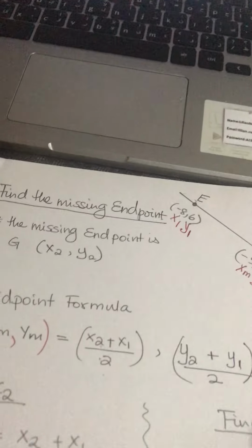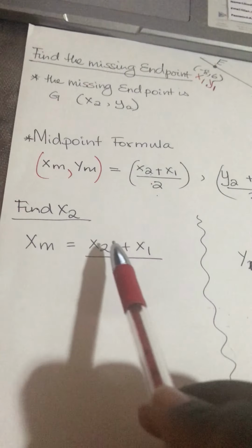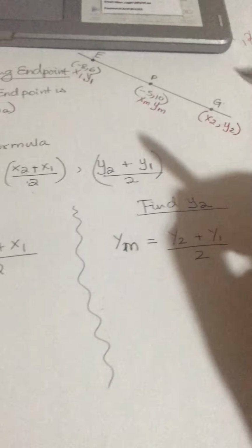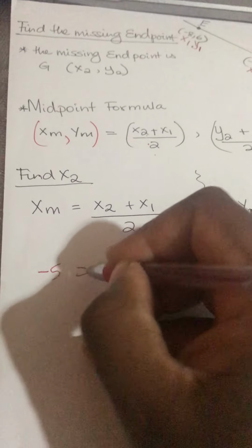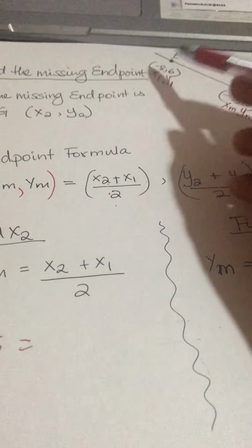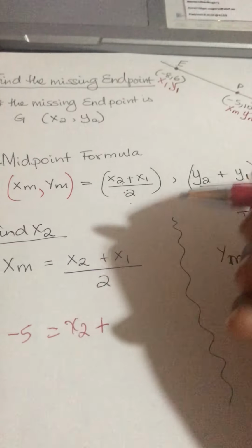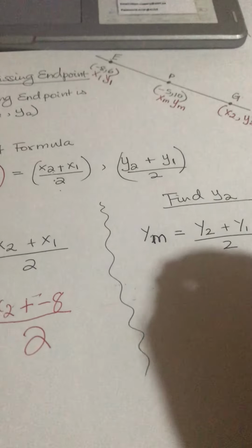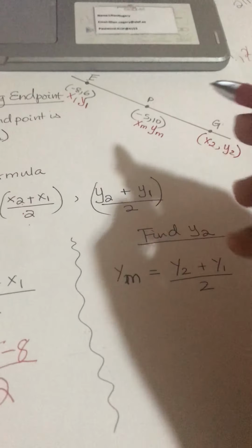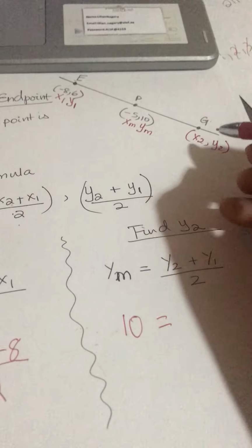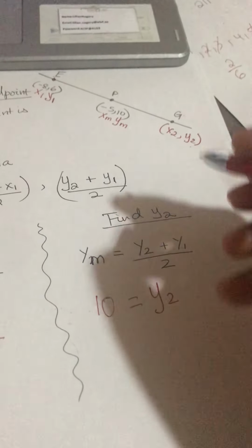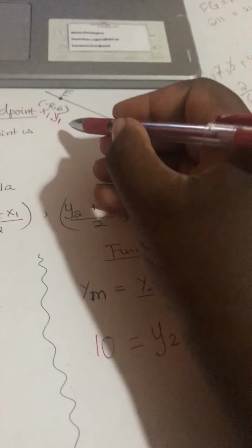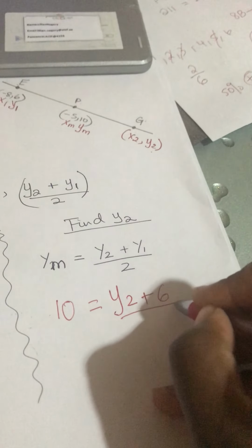Okay? So now, we want to find what is this X2. We don't know what it is. But we know X1 and we know XM. So our XM is negative 5. Our X2 is, we don't know. Our X1 is negative 8. And we are dividing by 2. So the same thing here. Our YM is 10. Our Y2 is, we don't know. If you label your work, it is easy for you to go back and forth and see. Our Y1 is 6. And we divide it by 2.